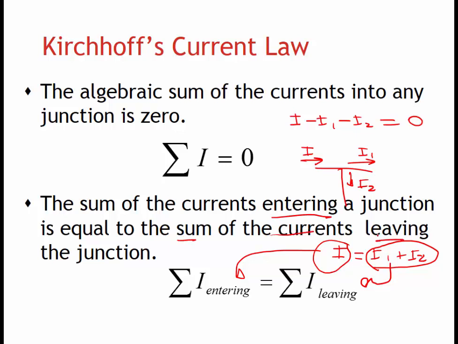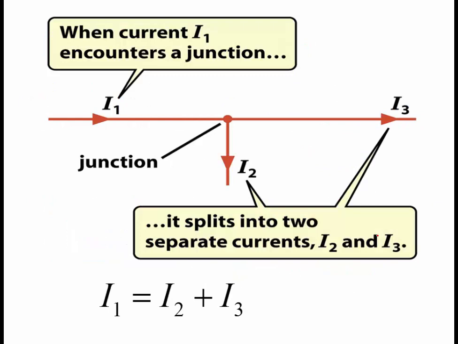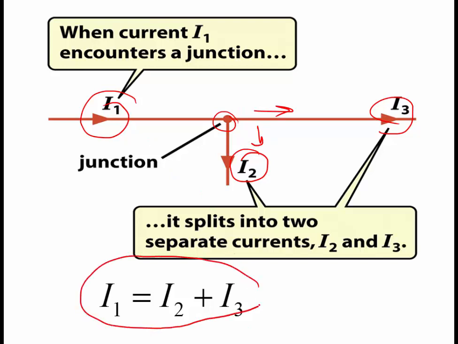Now again, this is another junction rule. So if we're looking at this current that's coming into this junction, I1, when it gets here, it's going to split. If we label this one as I2 and label this one as I3, the current is going to split in this fashion. So we can assume that I1 is equal to I2 plus I3.